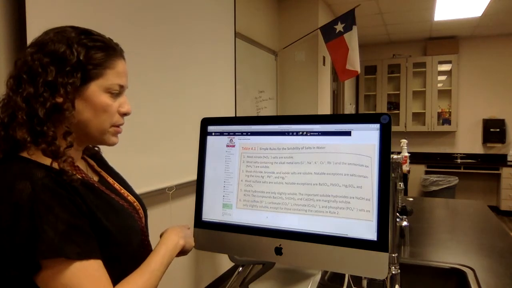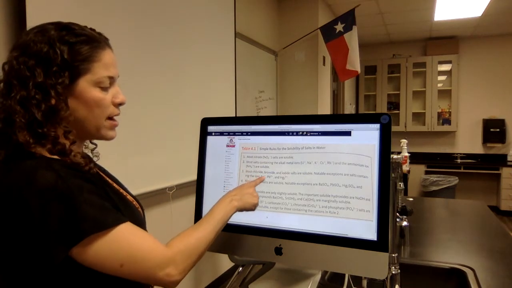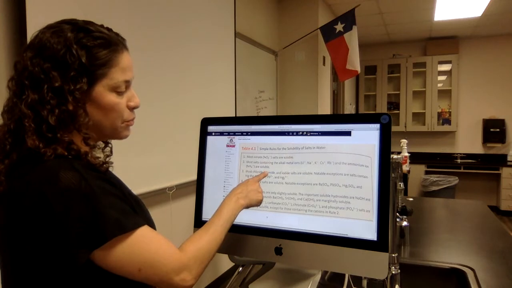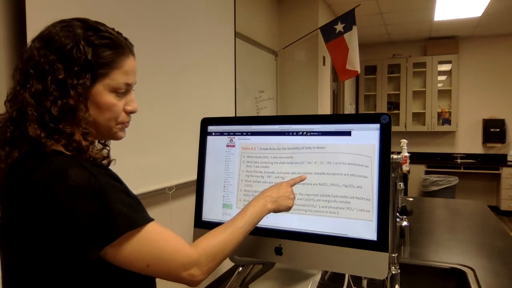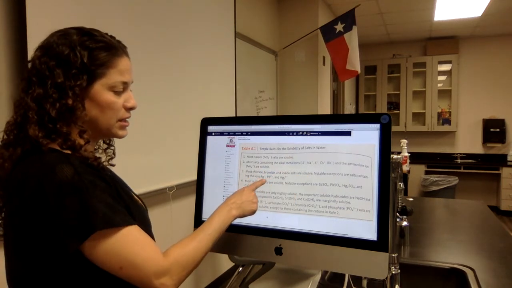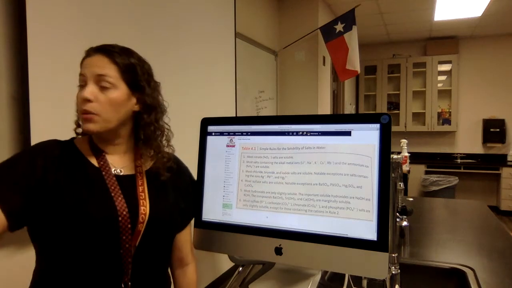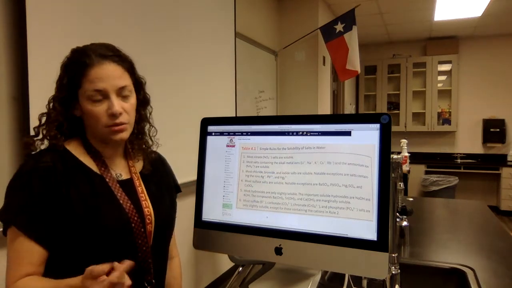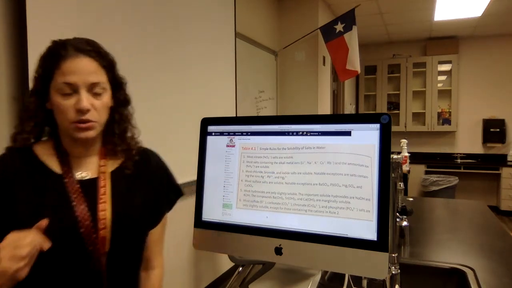Now I look at the next one right here where it says most chlorides, bromides, and iodides are soluble. The exceptions are with silver, lead, and mercury 1. Well, it's magnesium, so he's also soluble. So that's how I know they're both soluble in water. So I'm going to go ahead and put AQ on there.